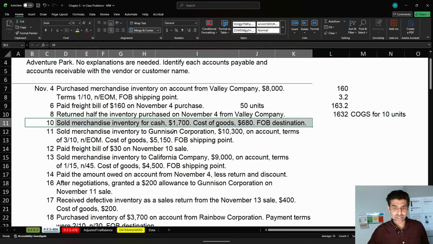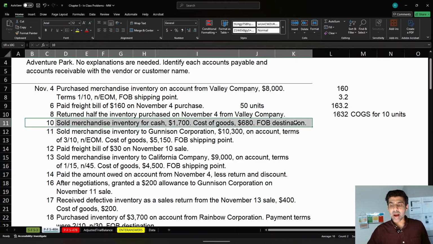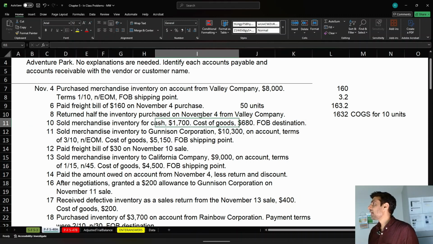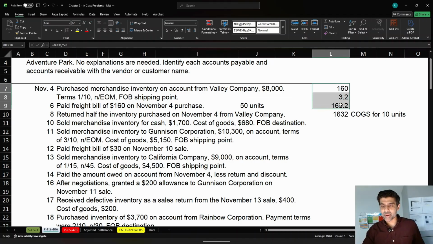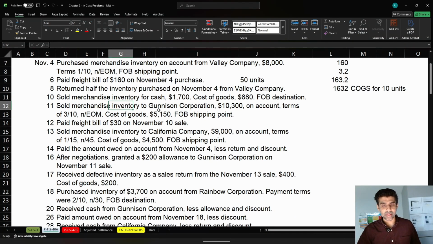Sold merchandise inventory for cash, 1,700. Cost of goods sold, 680. Now look, I'm giving you a little preview of next chapter. They're just telling us this cost of goods sold. All of chapter 6 is how this cost of goods sold came about. We're going to have to know the number of units, the unit cost, but that's all going to be in the next chapter. For now, we're just told what the cost of goods sold is, so it's a little easier. Next chapter, we're going to double click into cost of goods sold and understand that better. But for now, it's simpler because they're just telling us.